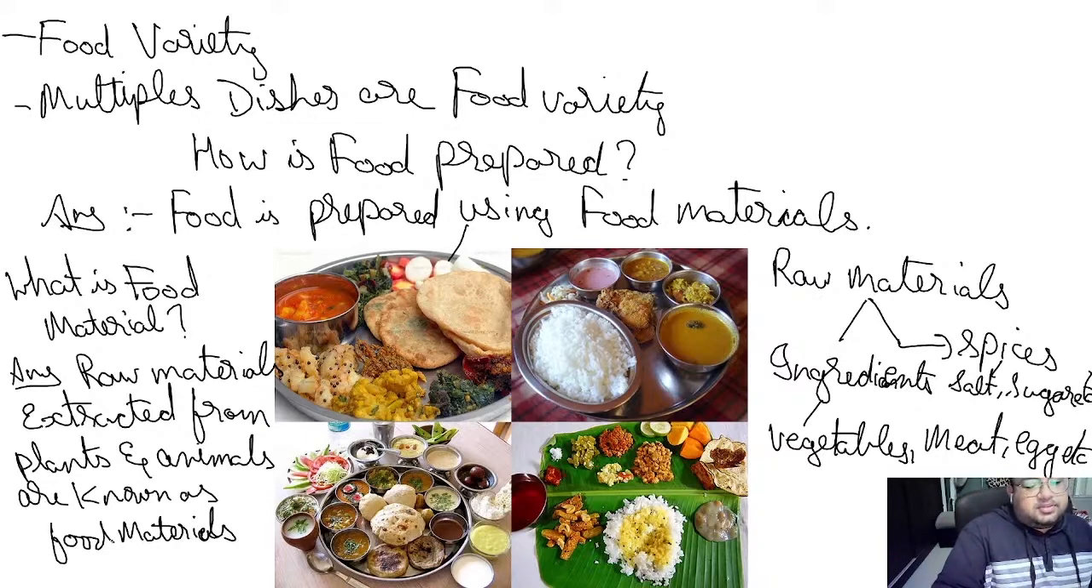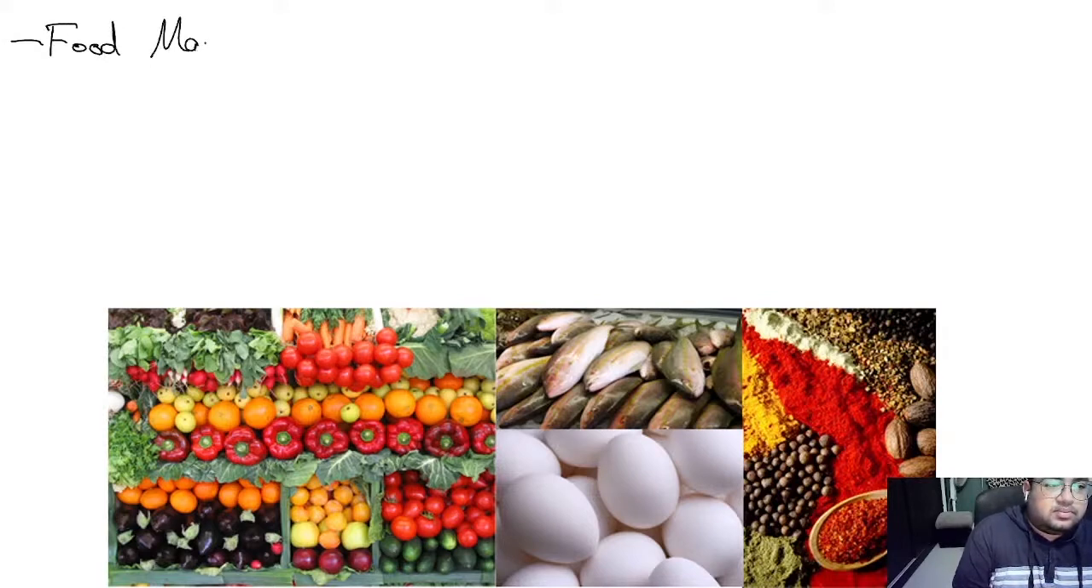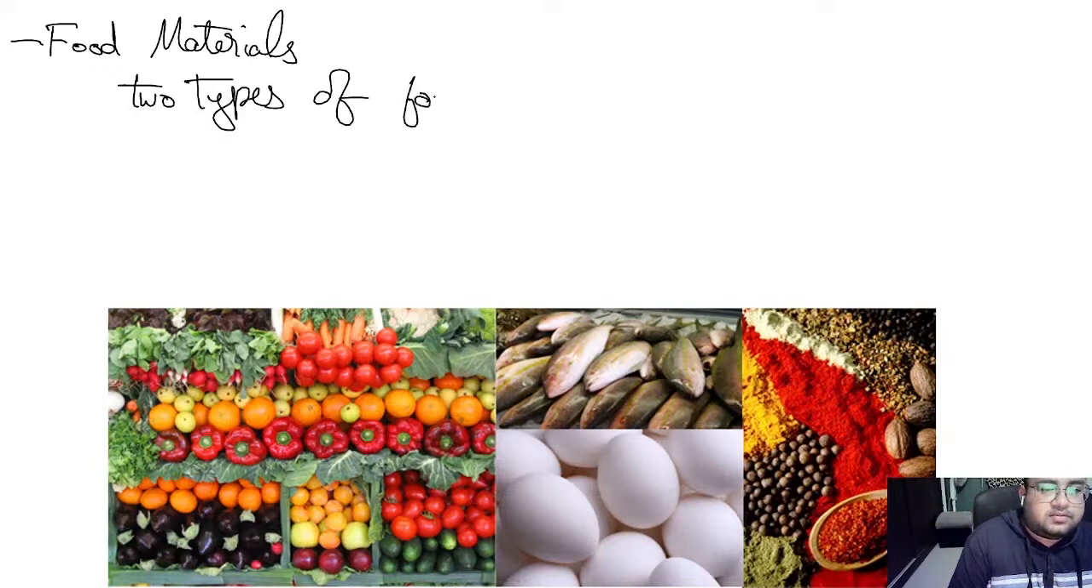Okay. Can we go to the next topic? Okay. We'll go to the next topic. That is food materials. We discussed recently about food materials. So as I told you, okay, food materials. We have two types of food materials. Two types of food materials. That is ingredients.